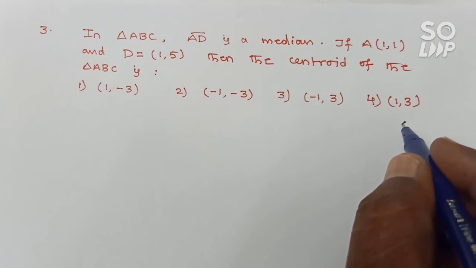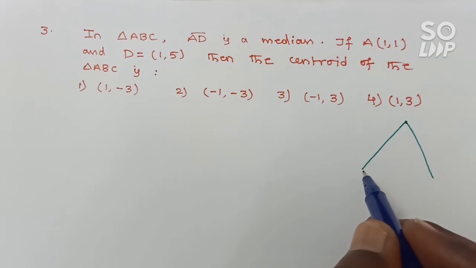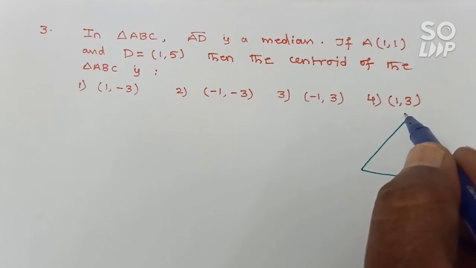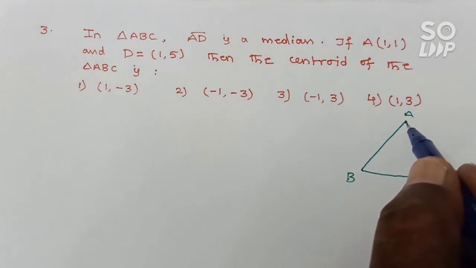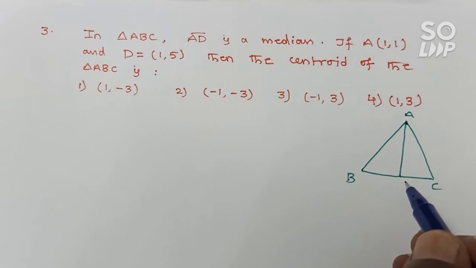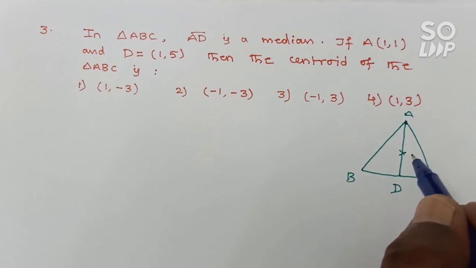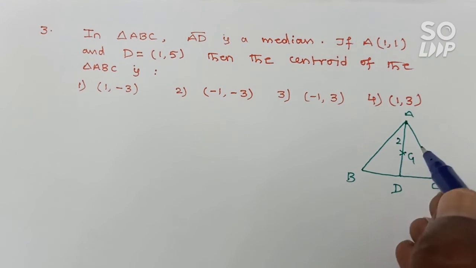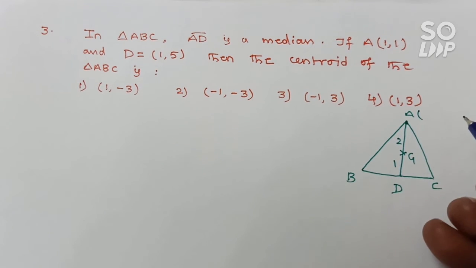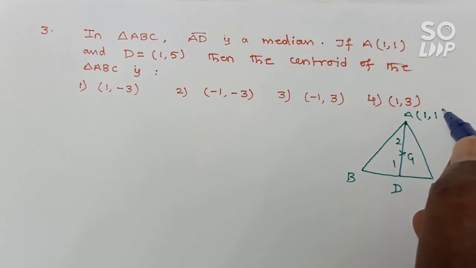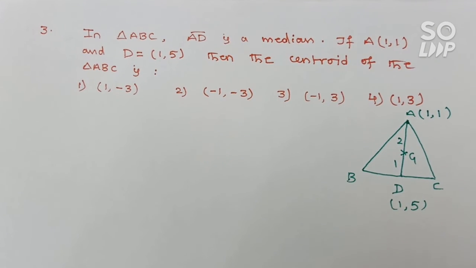Already in the last lecture, we discussed this triangle ABC. Here AD is the median. We know the centroid divides all medians in the ratio 2:1. So according to that formula, A is given as (1, 1) and D is given as (1, 5).